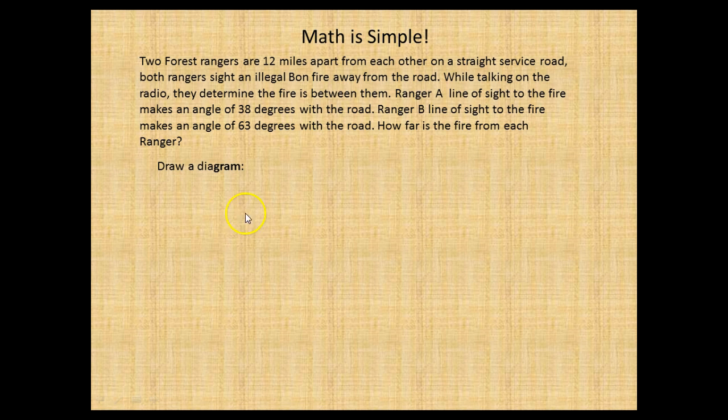Let's draw a diagram. Okay, so we draw a triangle here. We have Ranger A, Ranger B, and here's the fire, the red at the top. The question said, Ranger A's line of sight to the fire makes an angle of 38 degrees, and so there it is. We draw a line 38 degrees to the fire from Ranger A. Ranger B's line of sight to the fire makes an angle of 63 degrees with the road. So we draw a line 63 degrees to the fire from Ranger B. How far is the fire from each ranger?